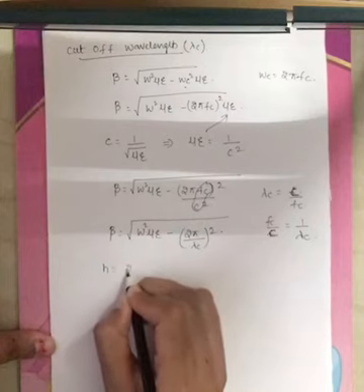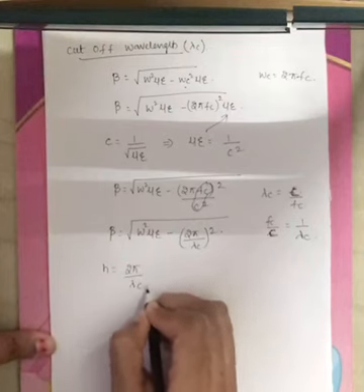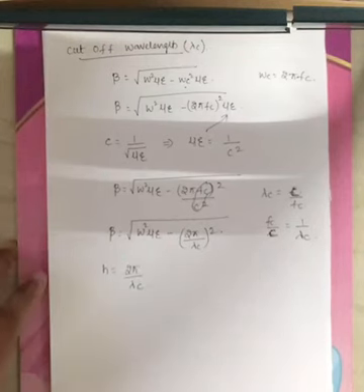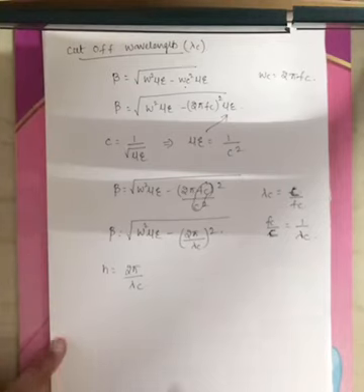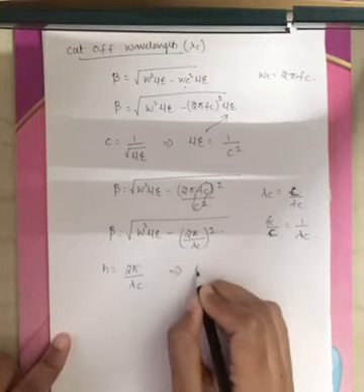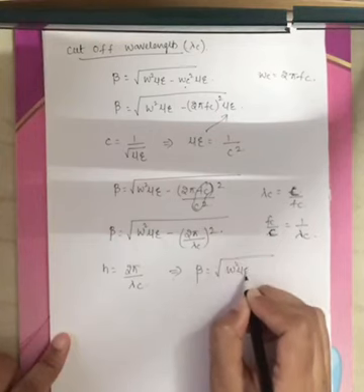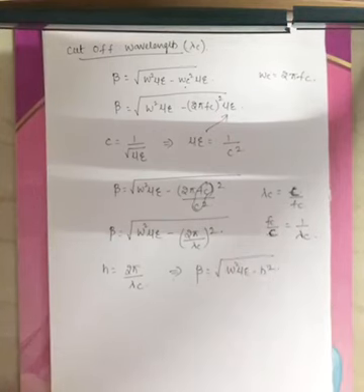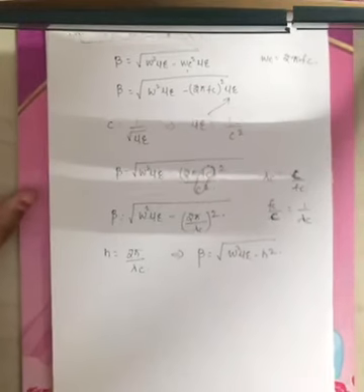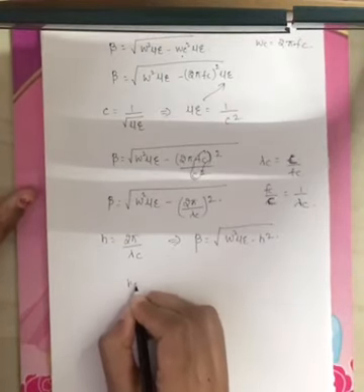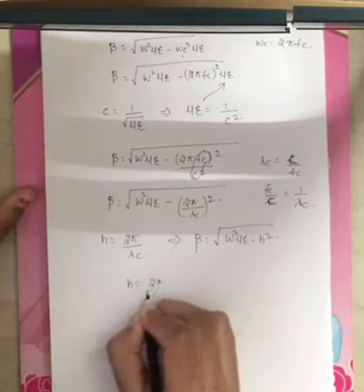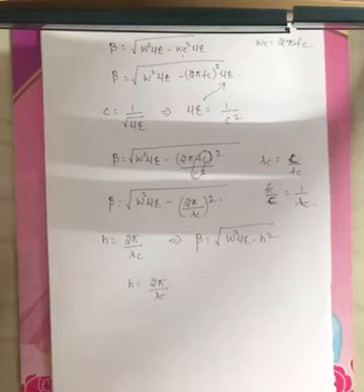Now represent 2 pi by lambda c as h, right? Where h equals 2 pi by lambda c. Now you will get beta equals under root of omega square mu epsilon minus h square. What is h? h is nothing but 2 pi by lambda c, right?